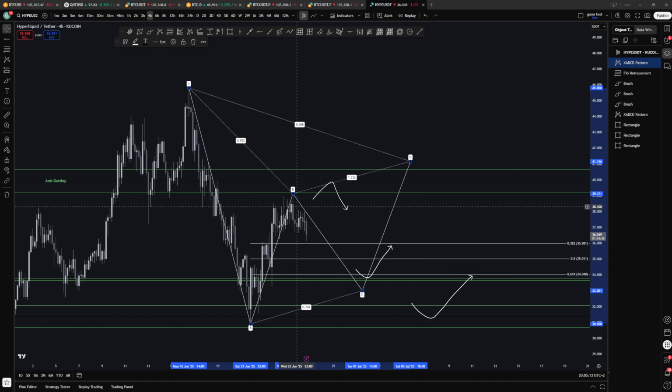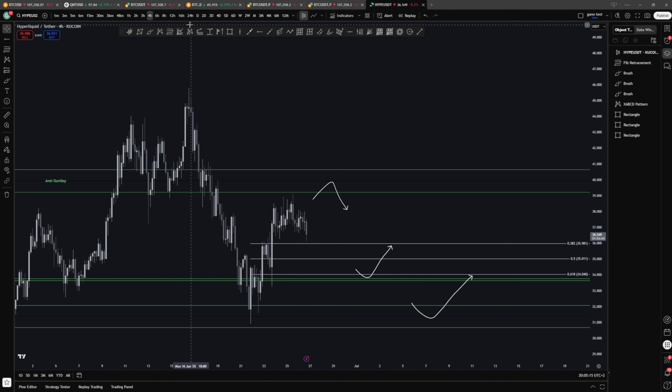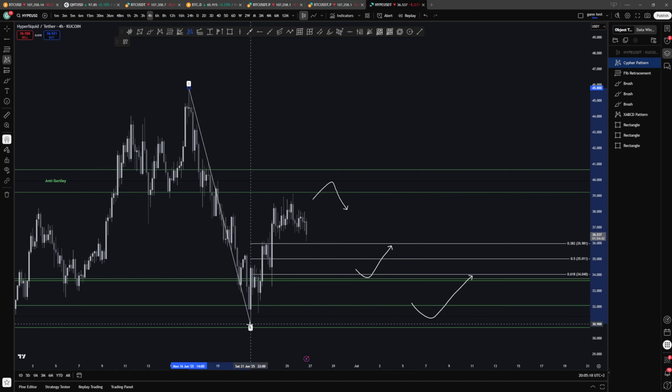Wait, did you draw that with a different tool? Did you draw that with this one? No, right? I think the ratios on that black harmonic seem off. I can't get a 0.618.